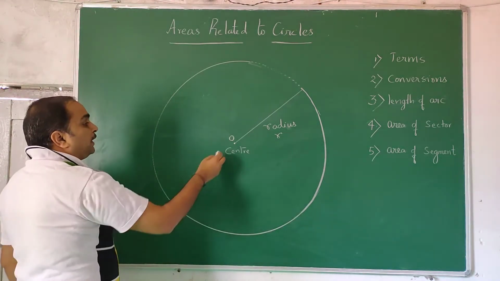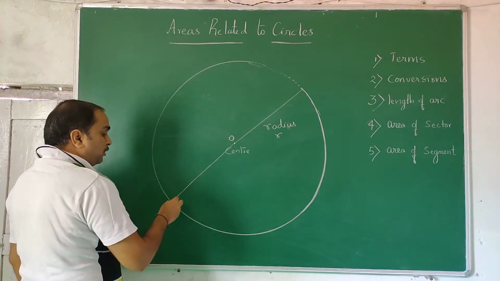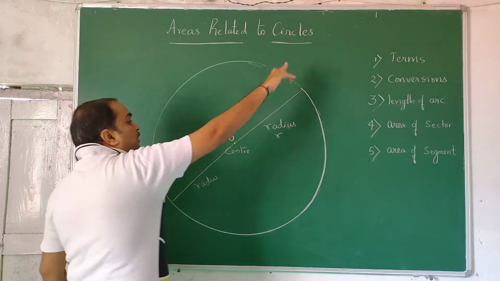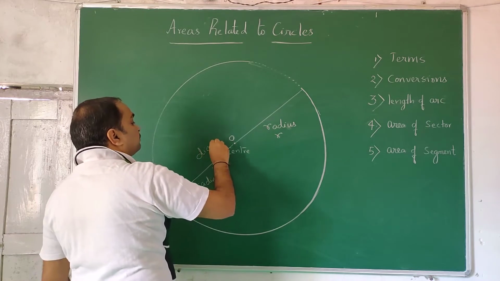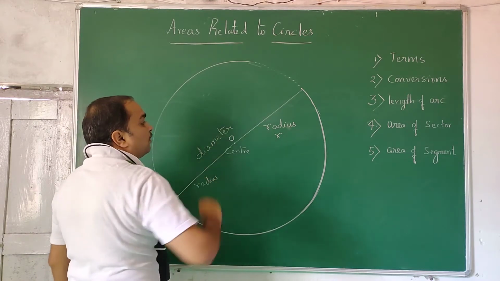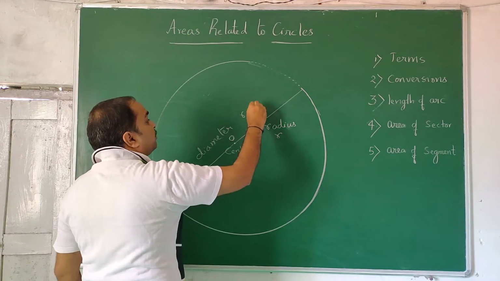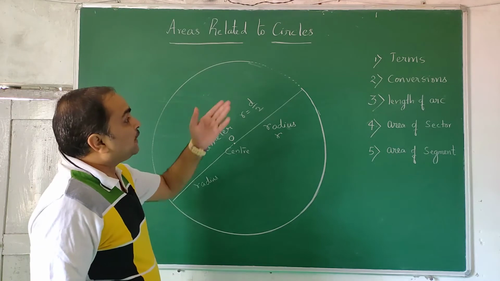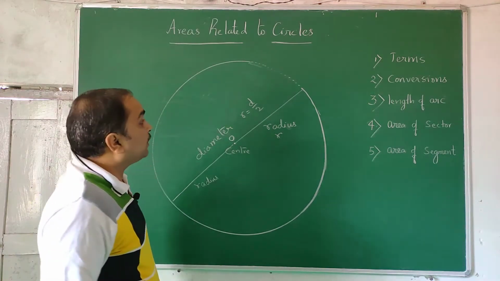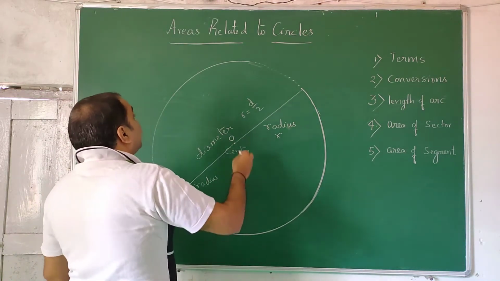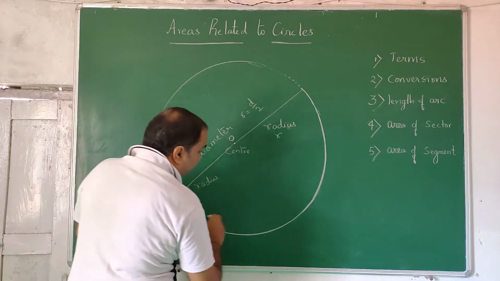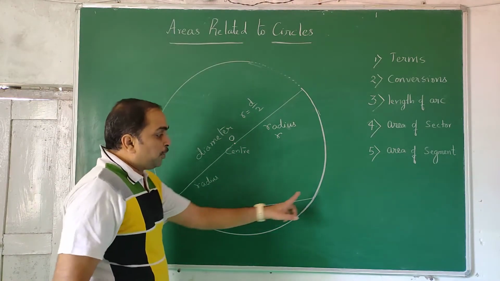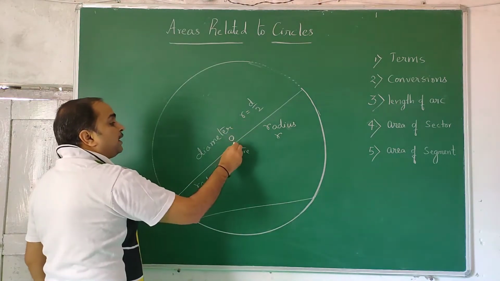If I extend this radius further this side also as a straight line, then this total one is called diameter. From this we can understand that radius is equal to half of the diameter. Everyone knows it, but once we are talking about terms we shouldn't skip anything. Next, if a line is joining 2 points of a circle but not passing through center like diameter, it is called chord.